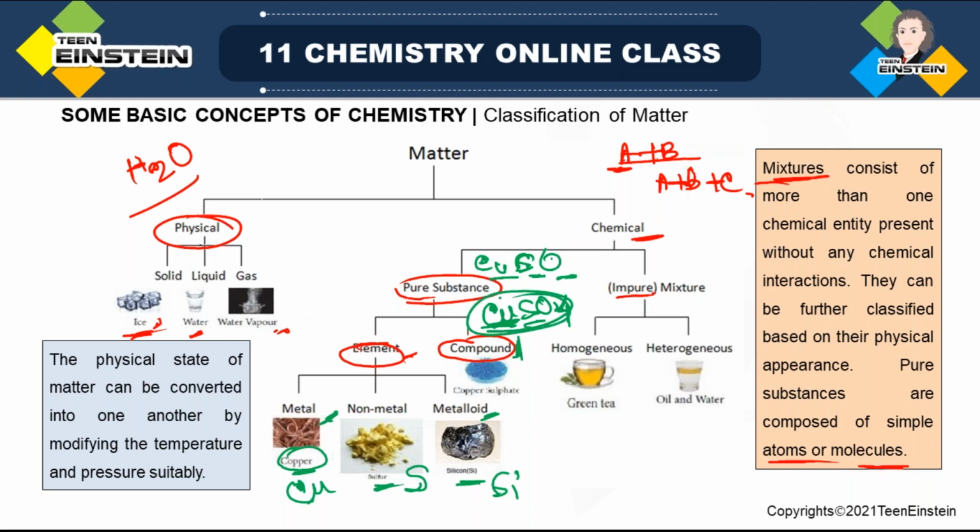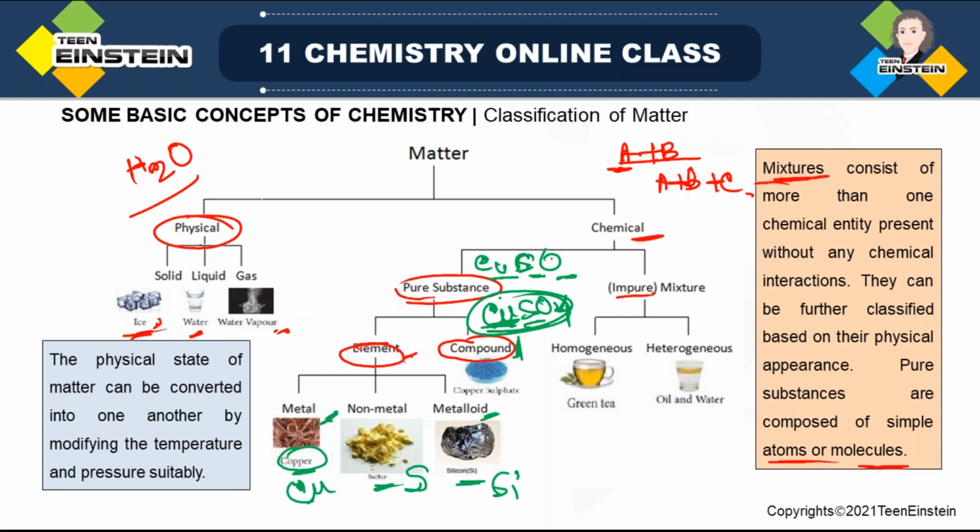So a pure substance may be of two types. Element, where only one element is present. And compound, where two or more than two are present. In this case, you can see it is three. They are chemically combined and they have formed something completely new. The individual properties of these original elements are no longer present. So that is the difference between element and compound.